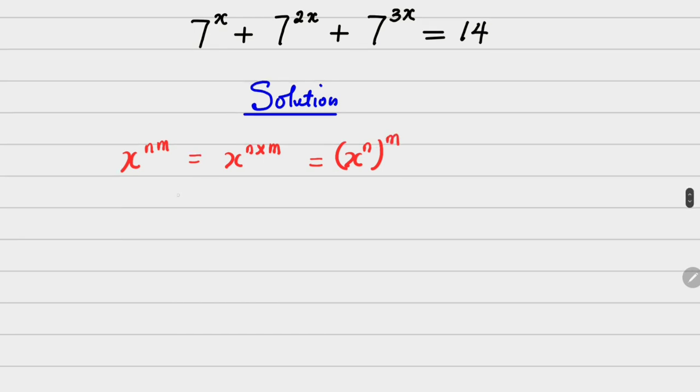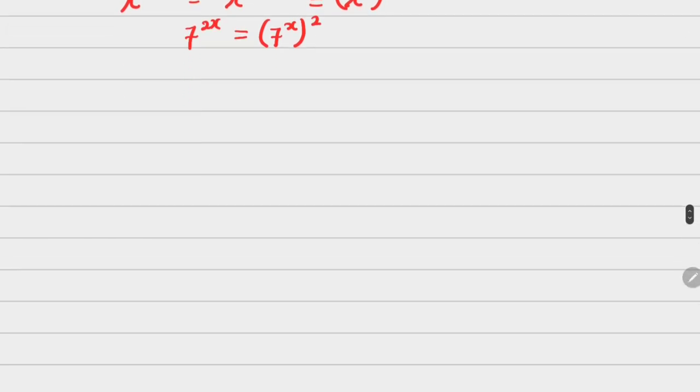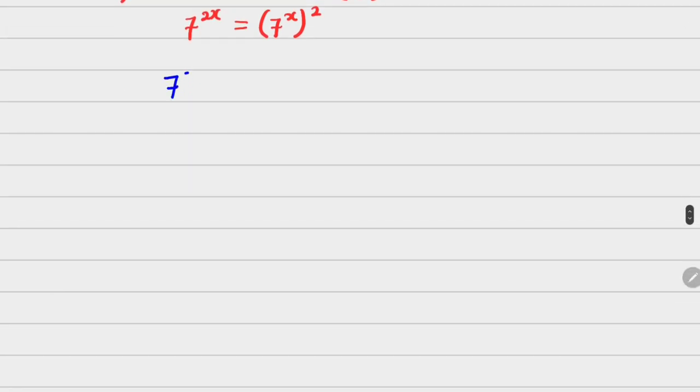Because of this, I will now say that 7 raised to power 2x could actually be written as 7 raised to power x, all raised to power 2. So this is perfect. The whole of this equation will now change. Instead, I'm going to have 7 raised to power x plus 7 raised to power x, all raised to power 2, plus 7 raised to power x, all raised to power 3. Now everything is equal to 14.